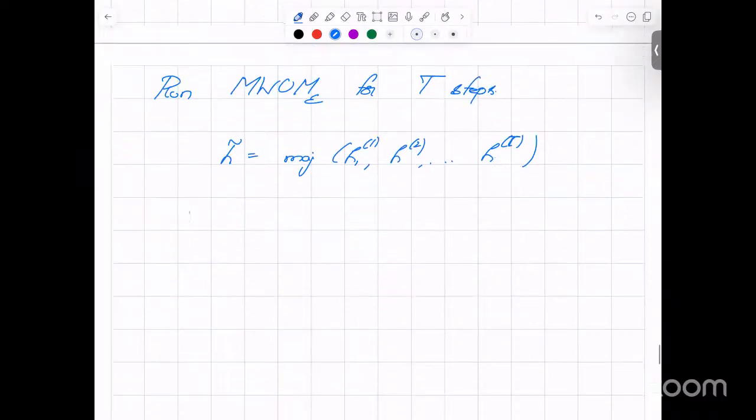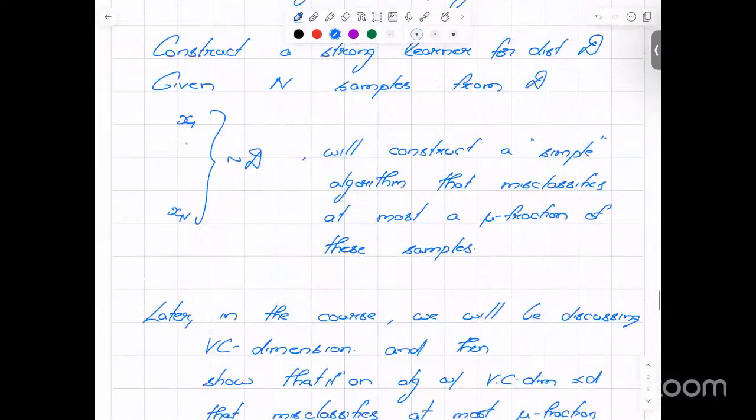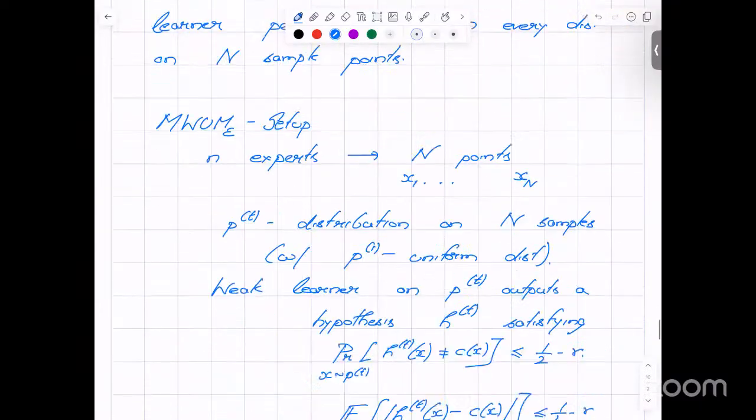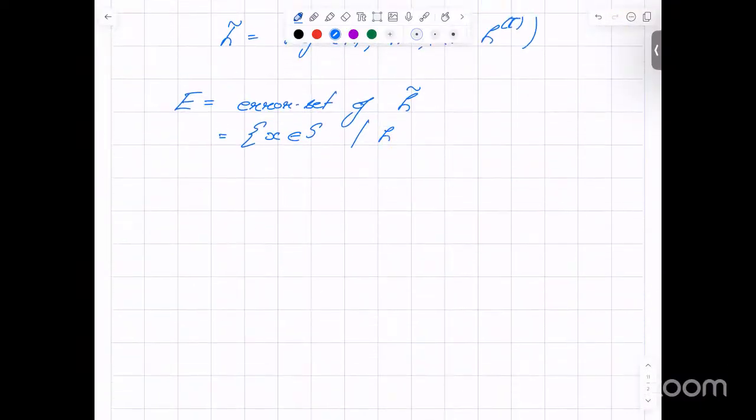So let E be the error set of H tilde. That is the set of X belonging to the sample set, yes, this was the sample for me, such that H tilde of X is not equal to C of X. And our goal is to show that size of E divided by size of N is less than or equal to mu. This is what we want to show.